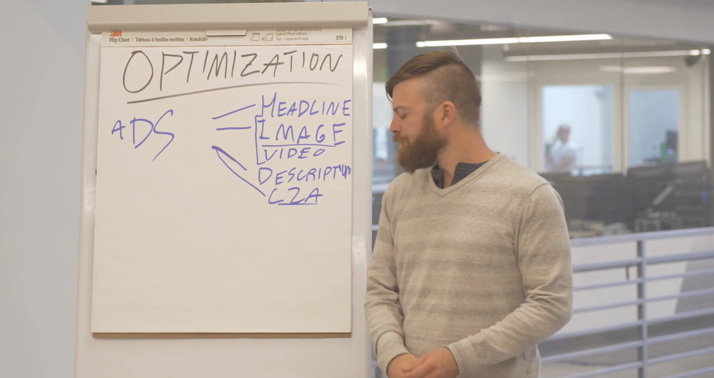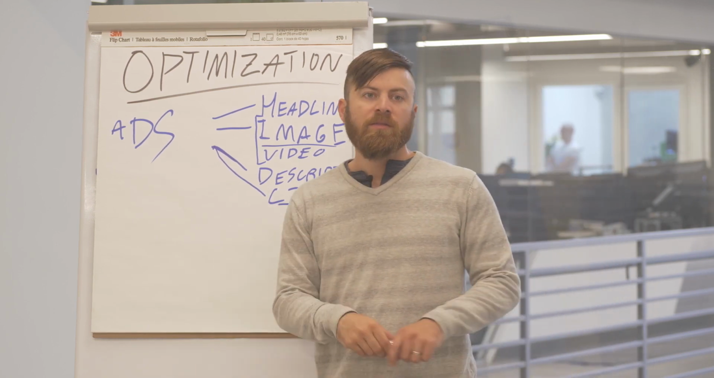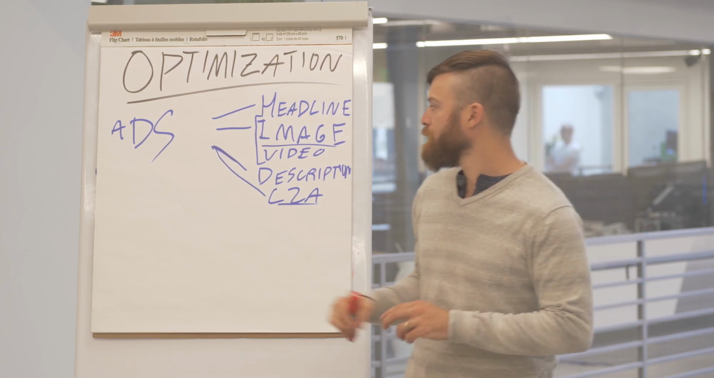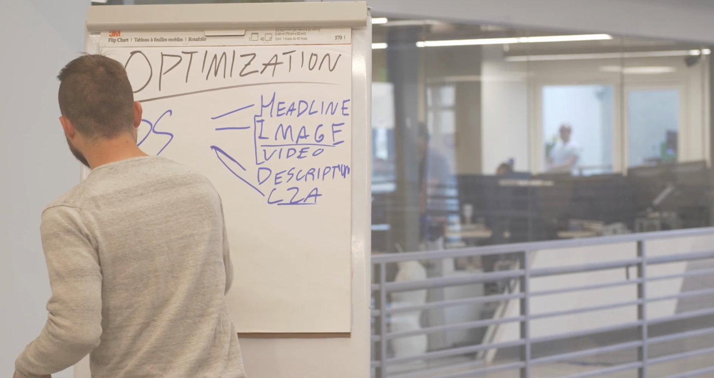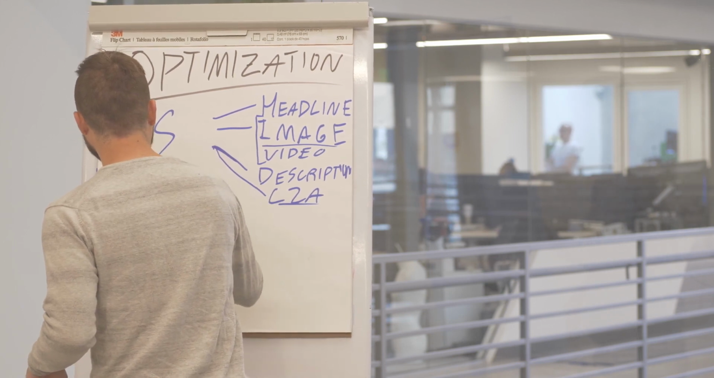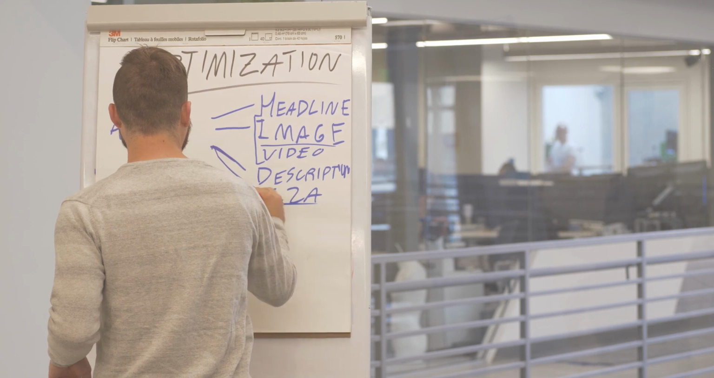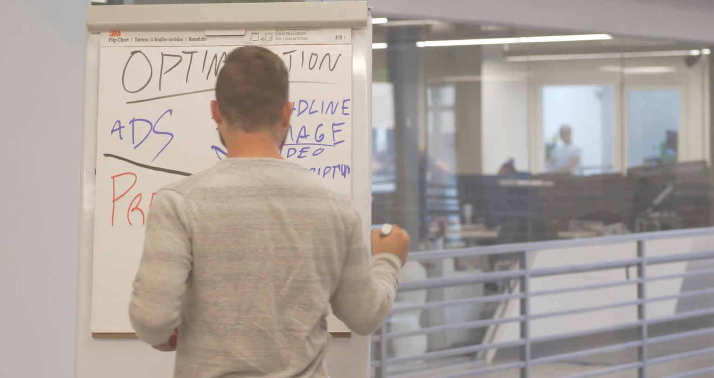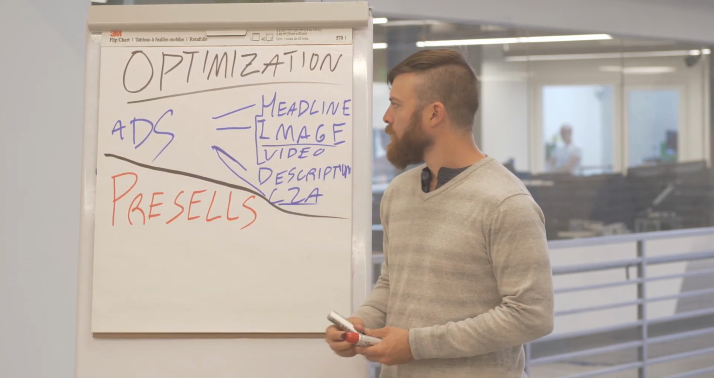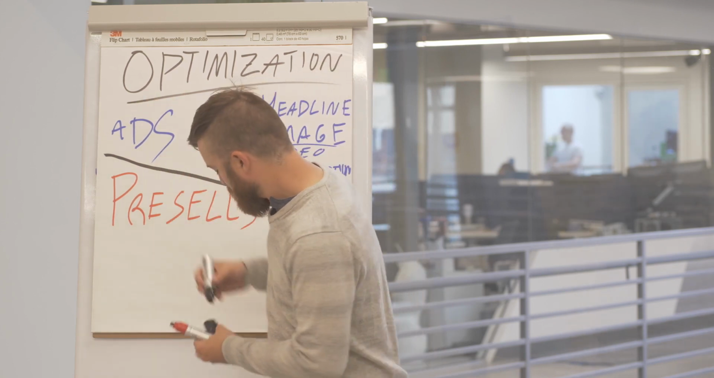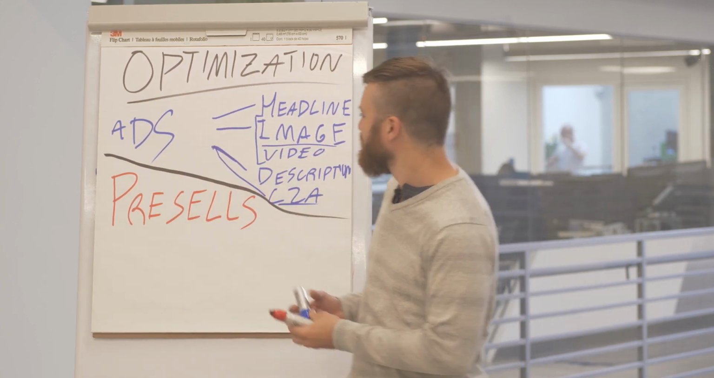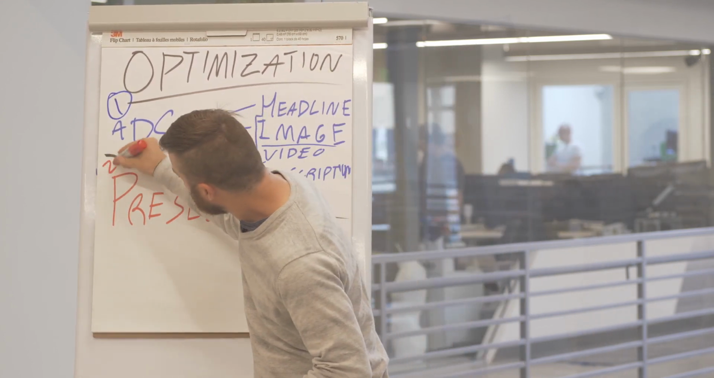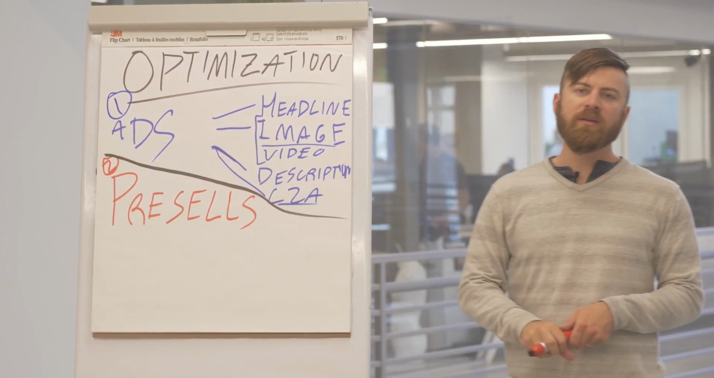So we have ads. Now, the second form of optimization is on pre-sale pages, okay? We'll just do a big 1, and we have 2. Okay, so your pre-sale page.